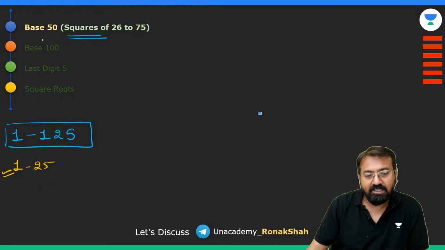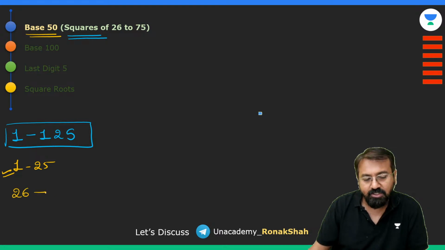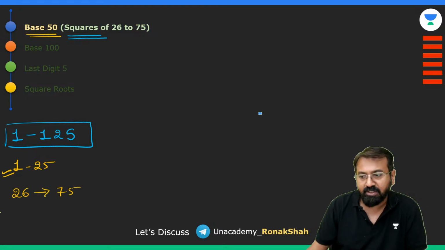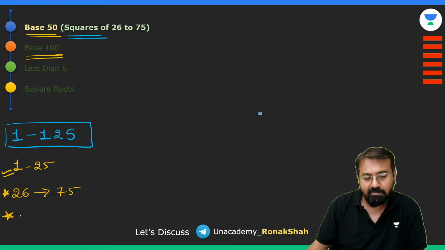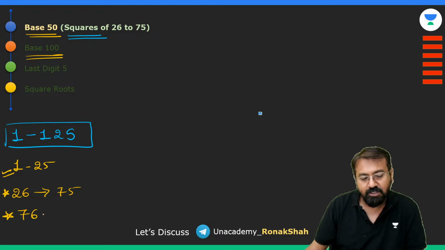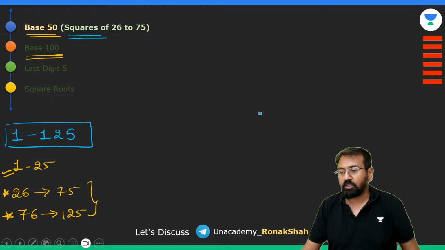The first method is called the base 50 method for squares, using which you will be able to find out squares of the numbers from 26 to 75 very quickly. And then we'll learn one more method, which is the base 100 method. Using that method, you will be able to find out squares of the numbers from 76 to 125. So this is what we need to learn right now.